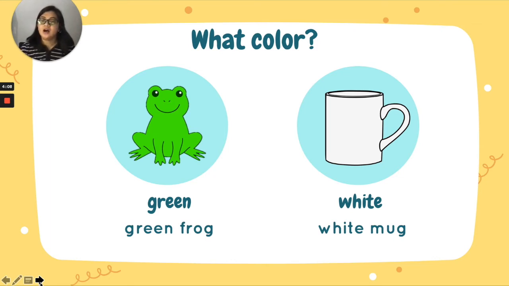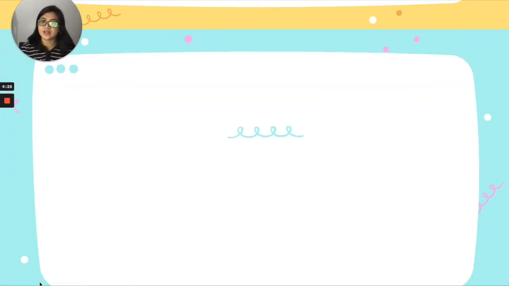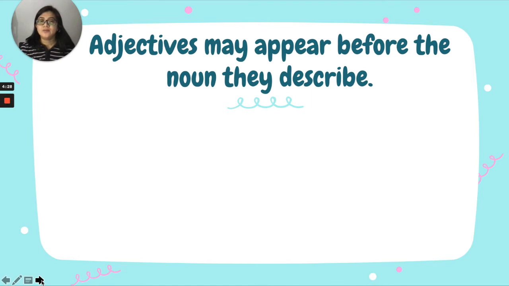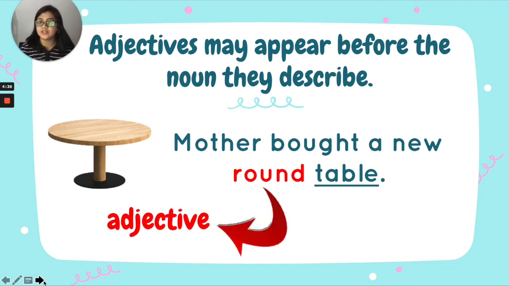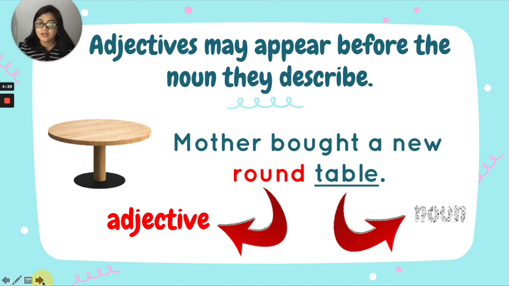So basically, adjectives are used for describing things, to give readers a clear idea on what you are talking about. Because if you're, for example, writing a poem or a story, to give details to your story, you have to use adjectives. Adjectives may appear before the noun they describe. For example, mother bought a round table. The word round here is your adjective, while the word table is your noun. You are describing the table, and you place your adjective before the noun. So it's round table.